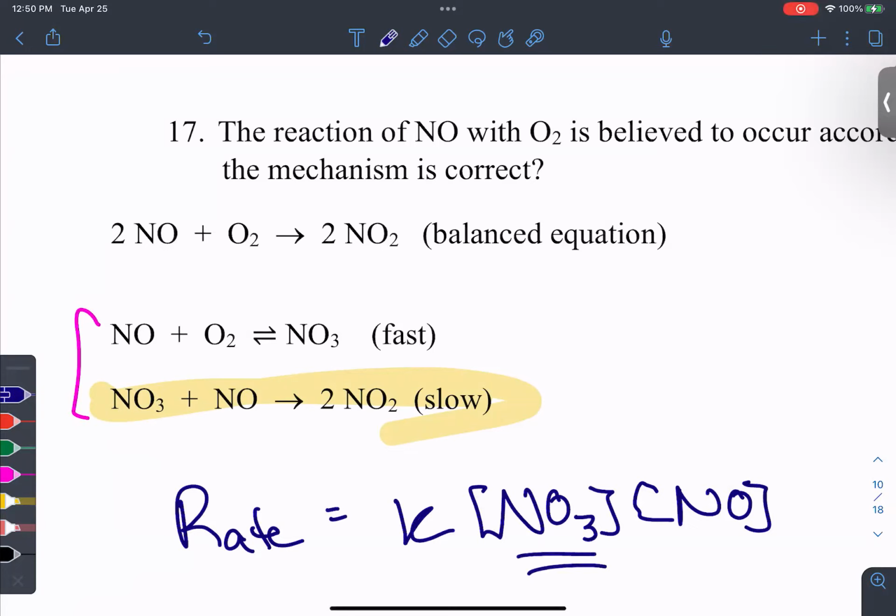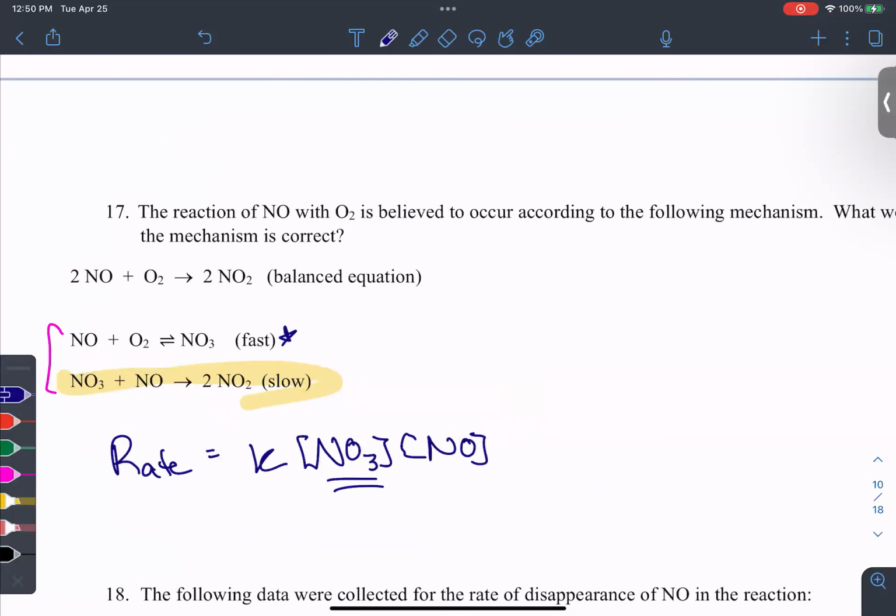NO3 is an intermediate. Yes, it's an intermediate. So I need to get rid of it. How am I going to get rid of it? With the fast step. Yes, with the fast step, this is an equilibrium. So I'm going to say the rate of the forward reaction is equal to the rate of the reverse reaction. So k of the forward reaction times NO times O2 is equal to the rate of the reverse reaction. So it's basically reactants equal products just multiplied together. So k of the reverse reaction, NO3.